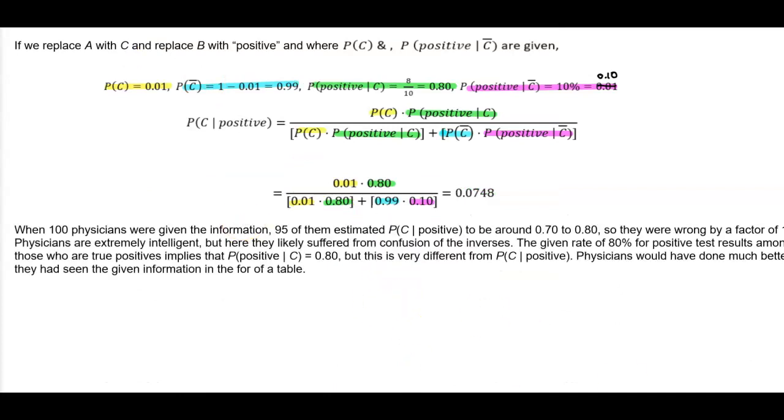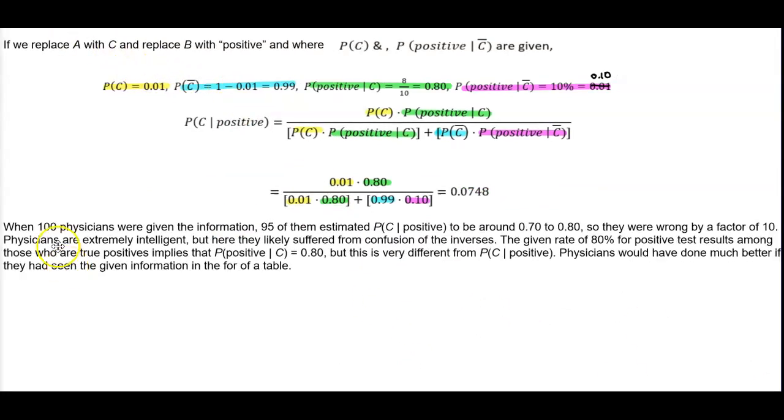So therefore, we would say the following. When 100 physicians were given the information, 95 of them estimated the probability of cancer, given that you have a positive test result, to be around 0.70 to 0.80. So they were wrong by a factor of 10, because you can see that the factor of 10 is the difference between those two.